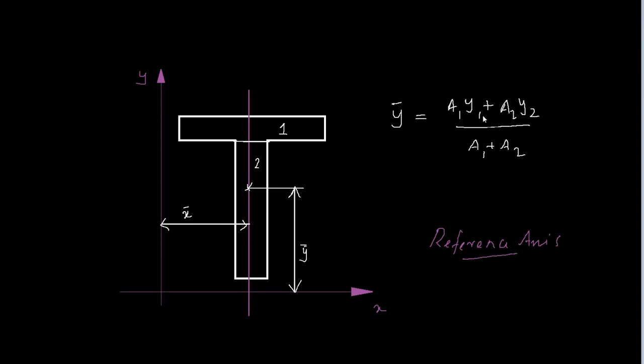Now what are the values for y1 and y2? You know this is a standard shape, therefore y1 will be the distance to the center of area 1 from the x-axis, which is the distance here. This will be your y1, and y2 will be the distance to the center of area 2. So this will be your y2. And A1 is the area of shape 1 and A2 is the area of shape 2.